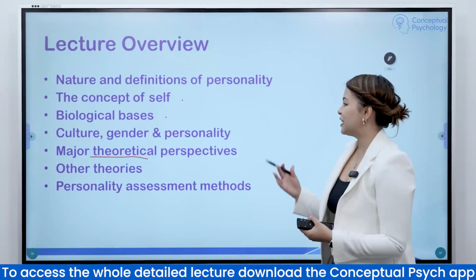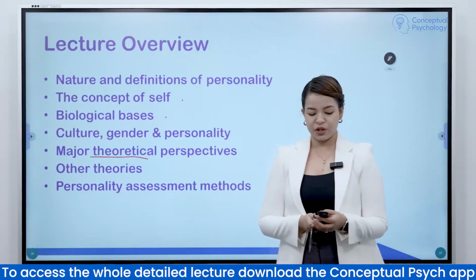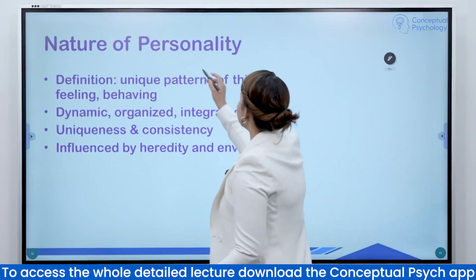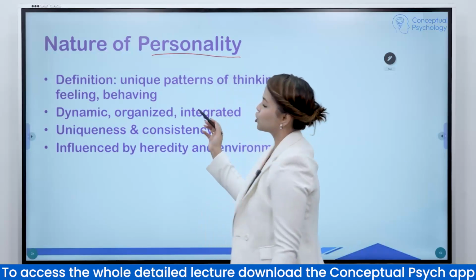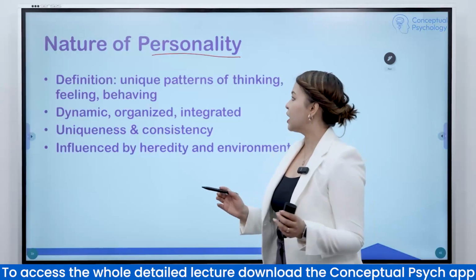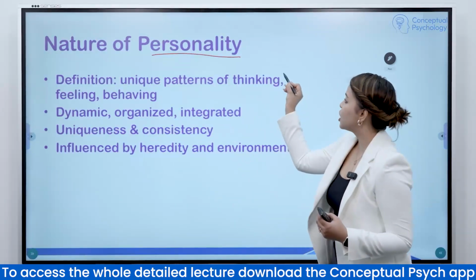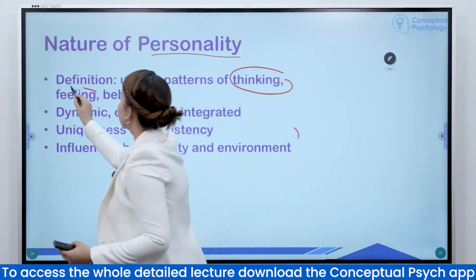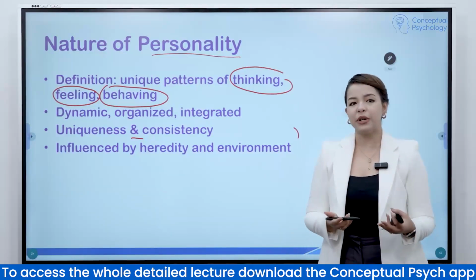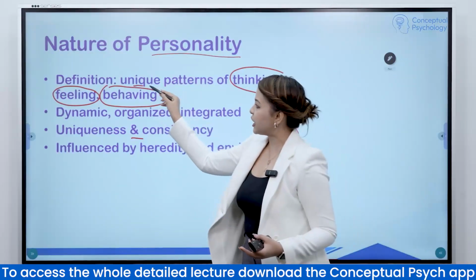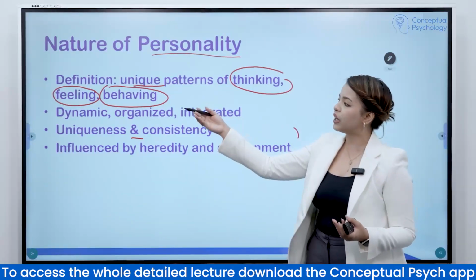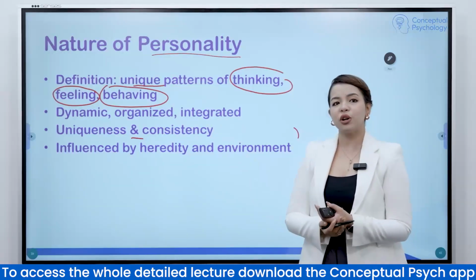So over these few hours, we'll talk about all these concepts. So let us begin with the nature of personality. As the name itself suggests, personality has to do with the person, right? It encompasses everything about the unique patterns of thinking, feeling, and behaving. Since it has to do with the person, it is always unique in nature, and it encompasses everything from how a person thinks, how he or she feels, as well as how he or she behaves.